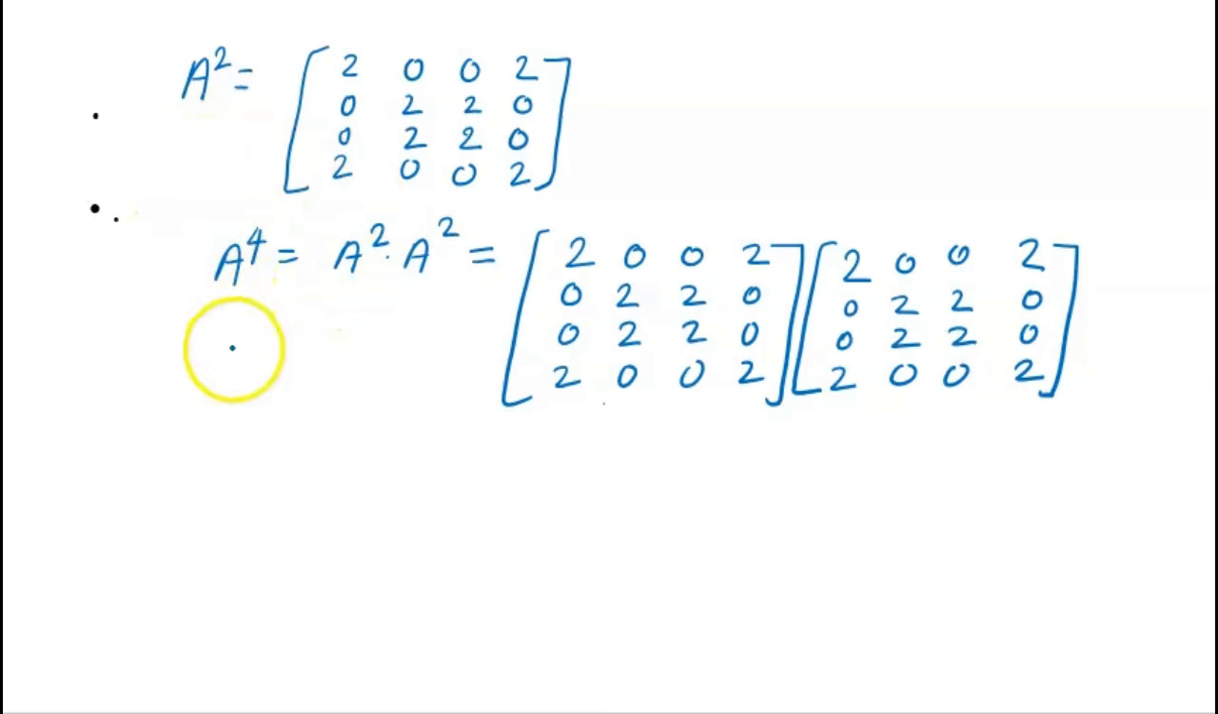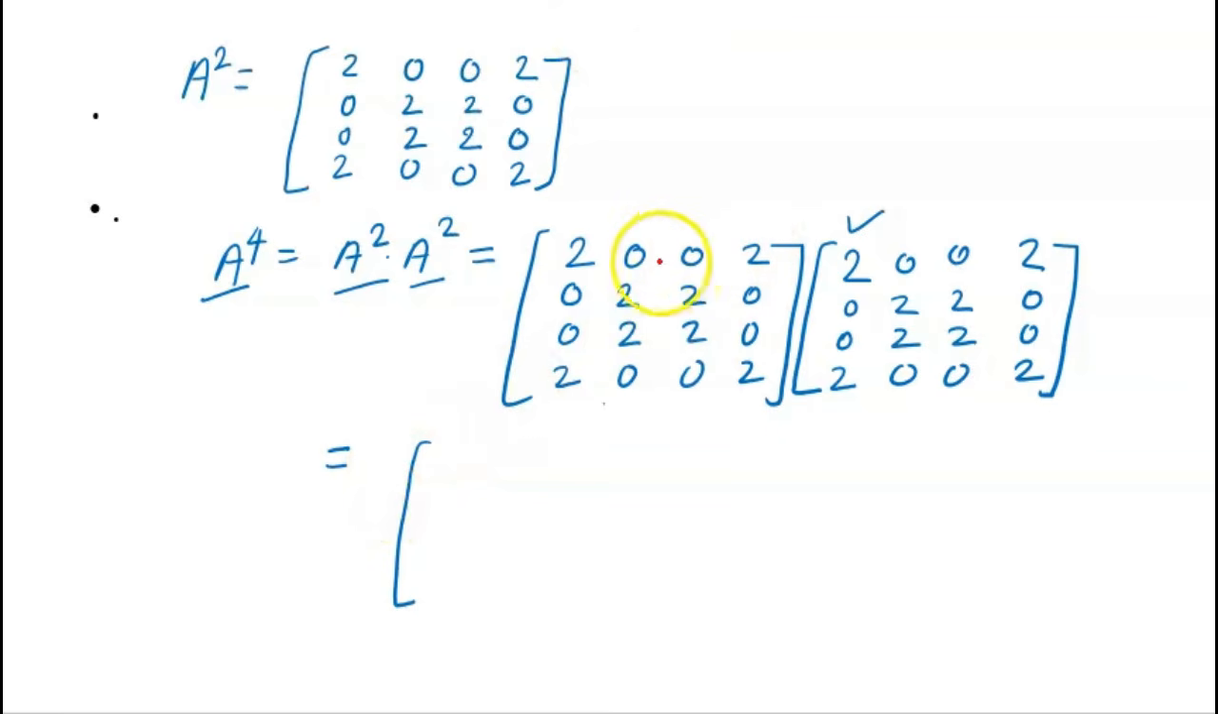So since we have to find a to the power 4, we have to multiply a square into a square, and this is our a square and this is again our a square. So now what is the process? The process is that I will be taking the first column here and I will be multiplying the whole matrix. So now look at this carefully, and let me change the color also so that you are clear about this.